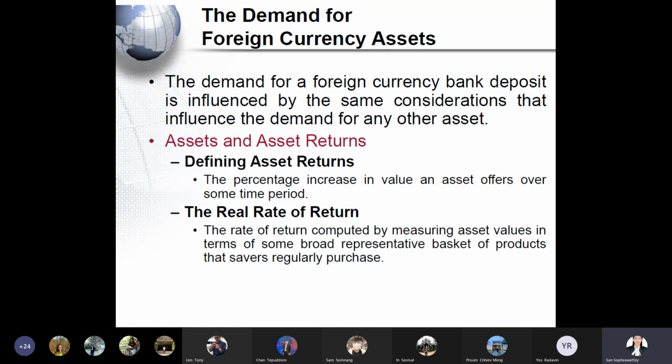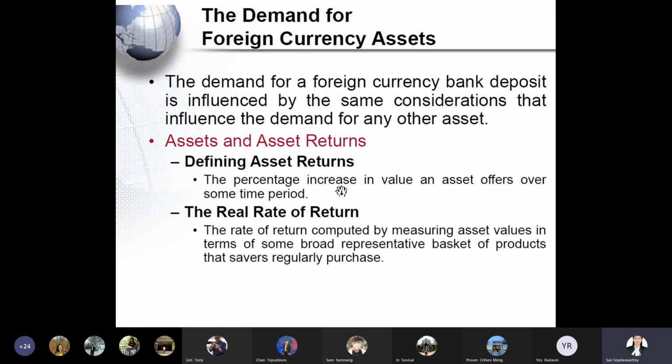So for example, at the beginning of 2020, you pay $100 for a share of stock, and then the stock pays you a dividend of $1 at the beginning of 2021, and the stock price increased from $100 to $109 over a year. Then you earn a rate of return of 10% on your financial asset. So this is just an example.